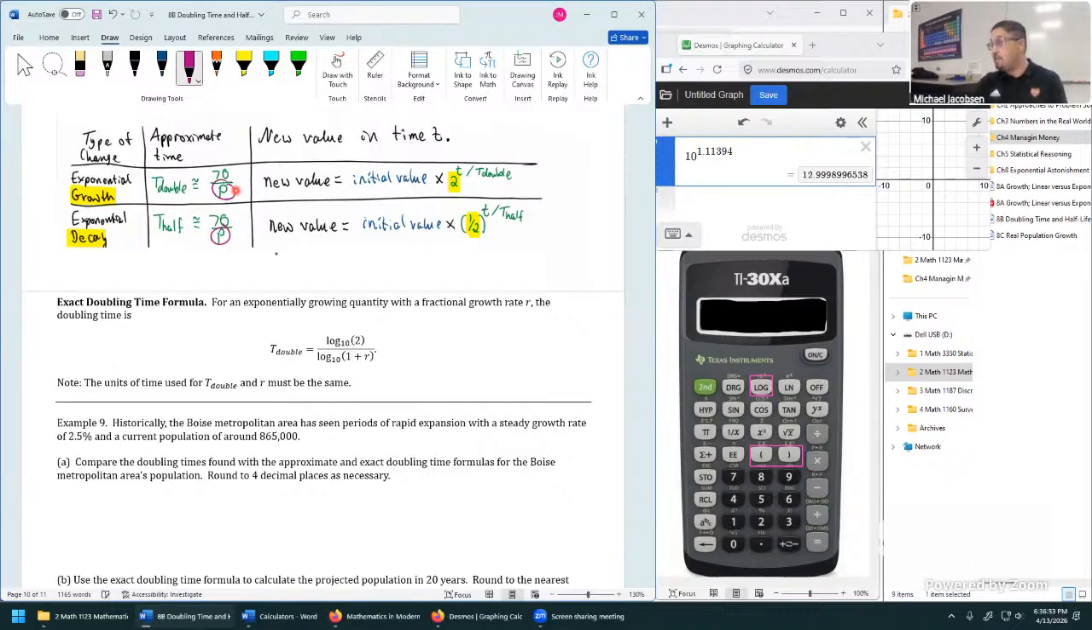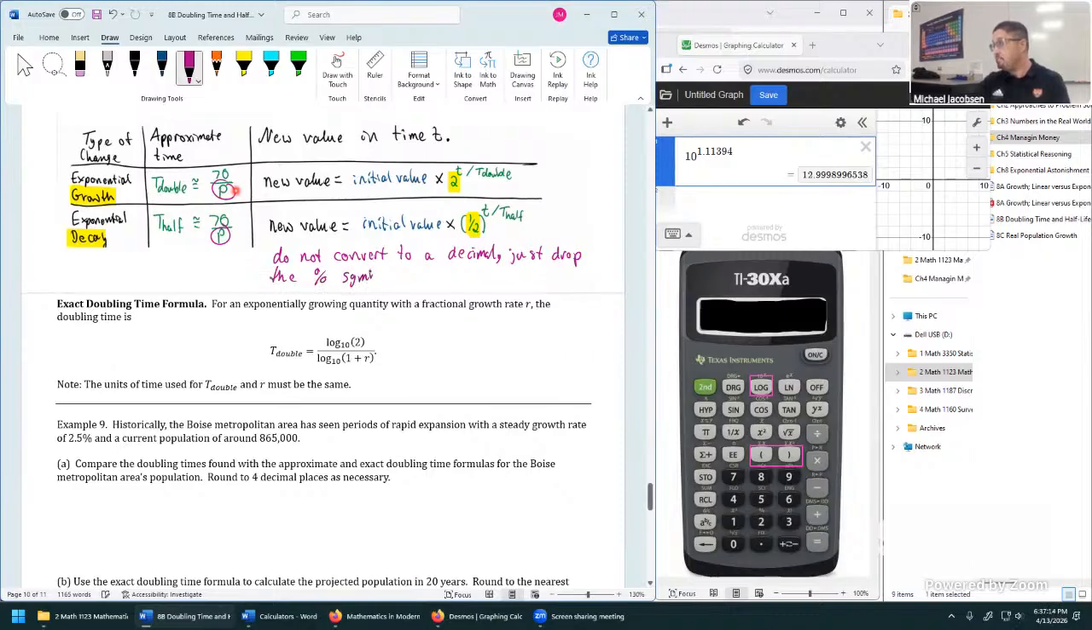So both here and here, do not convert to a decimal. We just drop the percent symbol.